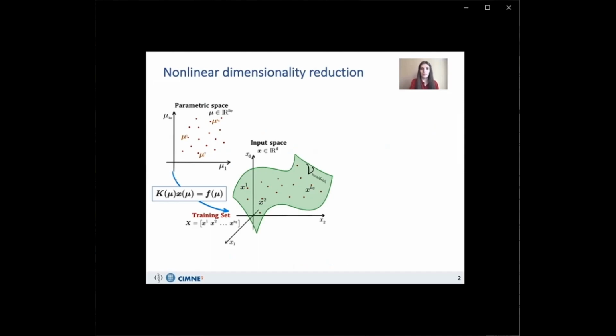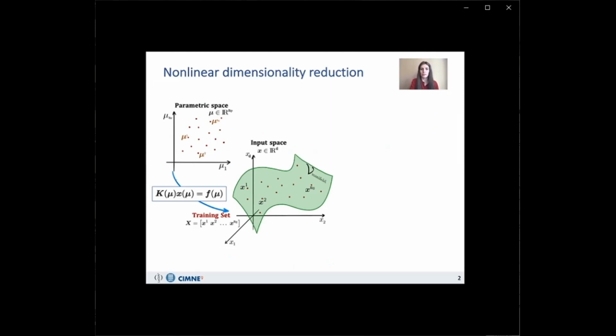Consider a parametric linear system of equations coming from the discretization of some boundary value problem with matrix and vector depending on a vector of parameters mu. Note that the family of solutions lies in a manifold of dimension equal to the number of independent parameters, which is embedded in a larger dimensional space. We denote by N the number of degrees of freedom in the discretization.